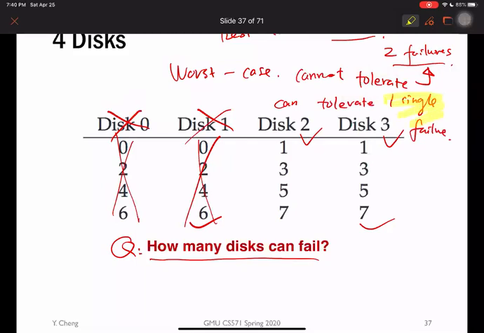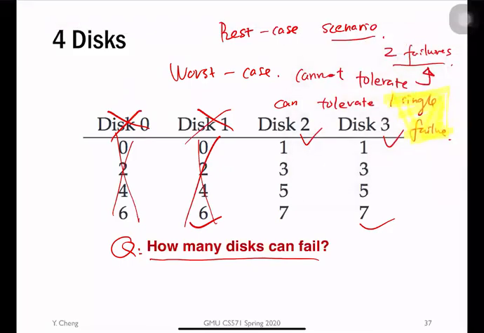One single failure at a time, okay? So this is a common case. So we need to use the worst case as a lower bound. So this is a reliability analysis.